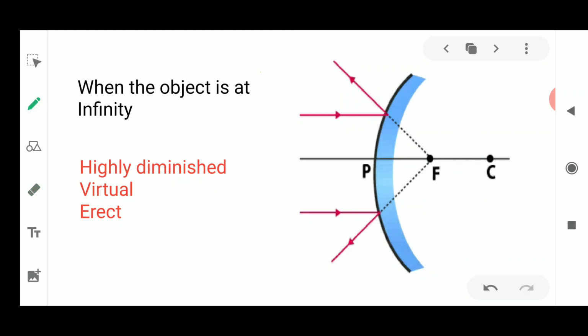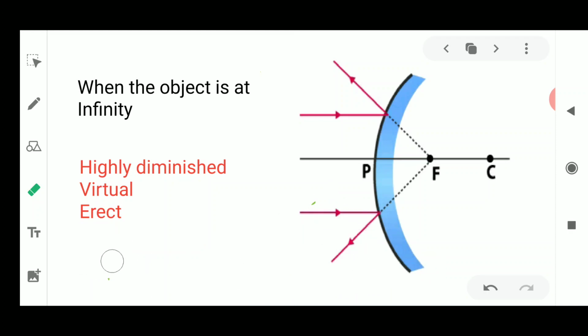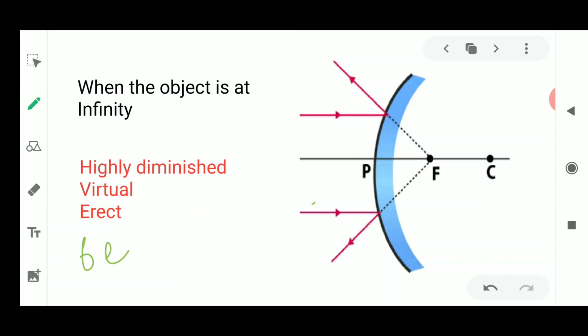So this becomes the ray diagram for the image which is being formed in the convex mirror. Here we will see what kind of image it is and what the position of the image is. It is placed at the back side of the mirror. Back of the mirror, or you could write the correct words: it will be behind the mirror. You could write it like this, it will be behind the mirror.